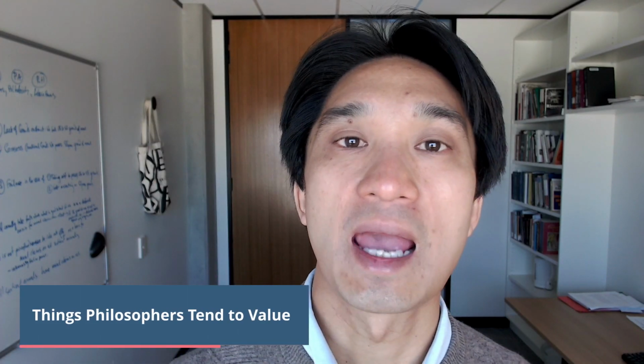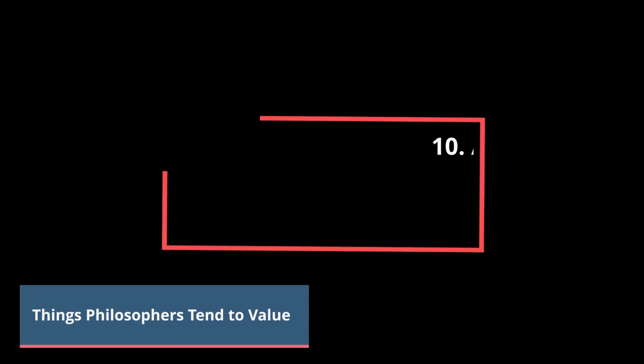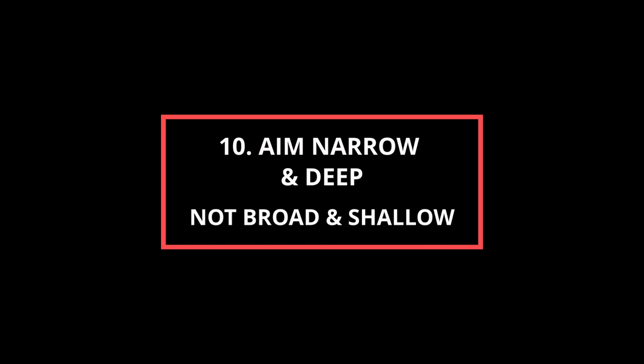Things philosophers tend to value. Aim for a narrow and deep paper, not a broad and shallow one. In other disciplines like law and science, we might think that the more precedents or statistical evidence, the better to establish one's claim. However, in philosophy, we generally aren't interested in this kind of weight of evidence argument. For example, we're not interested in all the possible defenses of a position, just the best one.